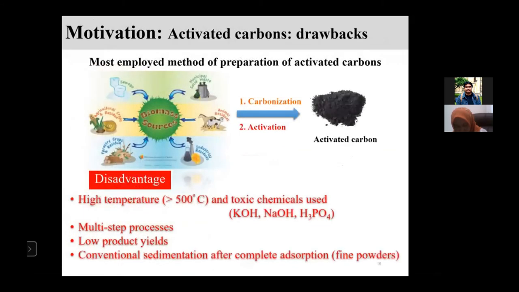Okay, in motivation, let's talk about the adsorbent that comes from biomass. I am sure that you know about activated carbon. Activated carbon is one kind of good carbon adsorbent that you can produce by using carbonization coupled with activation. In the activation process, you need something like potassium hydroxide, sodium hydroxide, or phosphoric acid as the activating agent, and you need high temperature to increase its surface area.